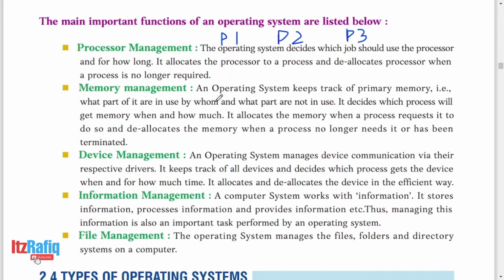Memory management. An operating system keeps track of primary memory, that is, what part of it is used by whom and what part is not used. Mostly you are using a mobile phone, so we can give an example from your mobile. In your mobile, some applications are always open, for example WhatsApp, Instagram, Facebook. They are always running in the background, so they are always inside your mobile's main memory. They are never closed.